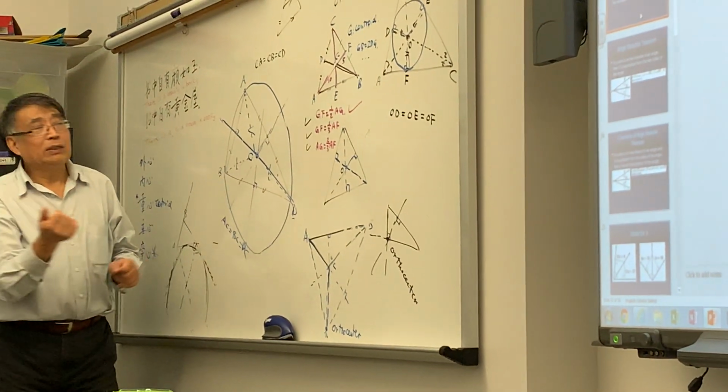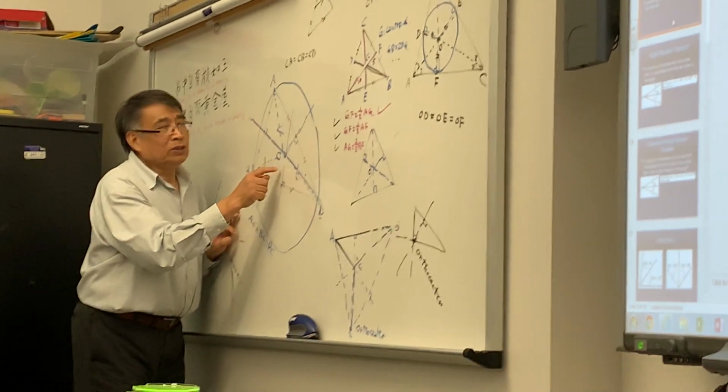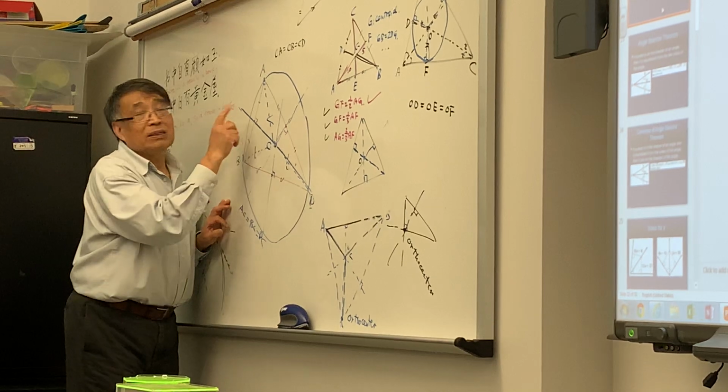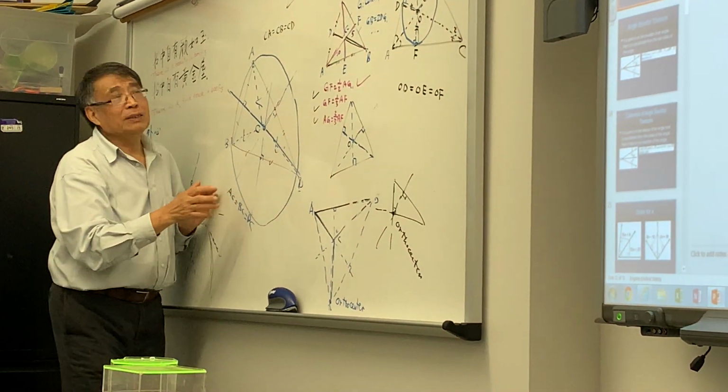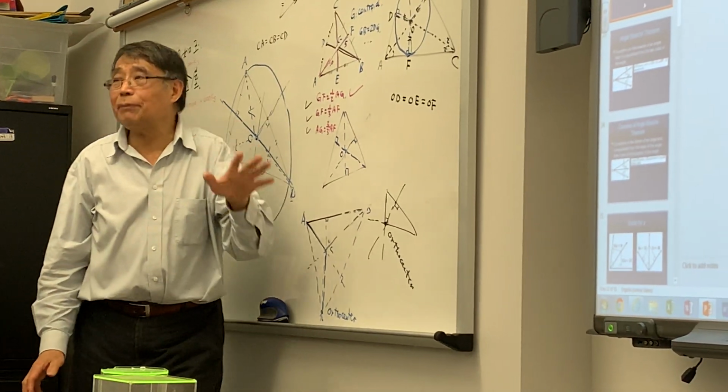Because they are equal, we can take this point as the center of a circle and take this distance as the radius. Draw a circle, and it goes through the three vertices. If you are very familiar with this part, this next part is very similar.